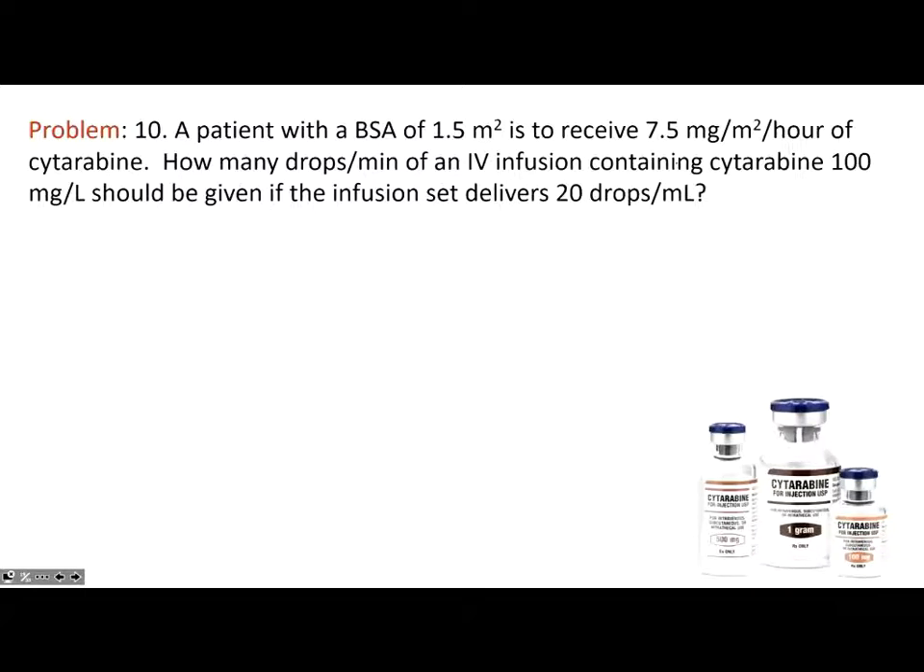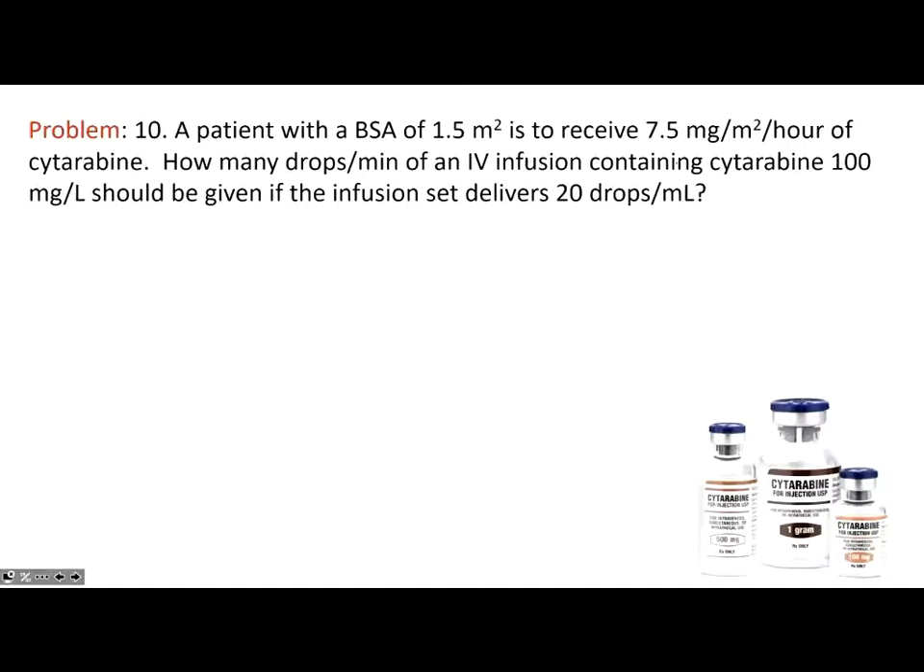It reads that a patient with a body surface area of 1.5 meters squared, so I've already calculated that for you, is to receive 7.5 milligrams per meter squared per hour of cytarabine. How many drops per minute, so it's an infusion rate issue, of an IV infusion containing a concentration of cytarabine of 100 milligrams per liter should be given if the infusion set delivers 20 drops per milliliter.